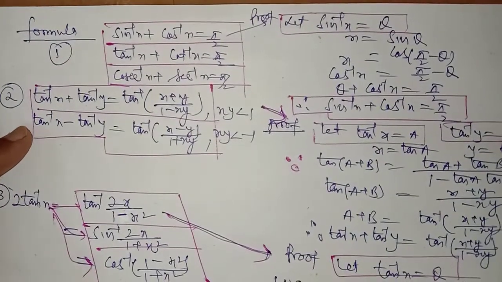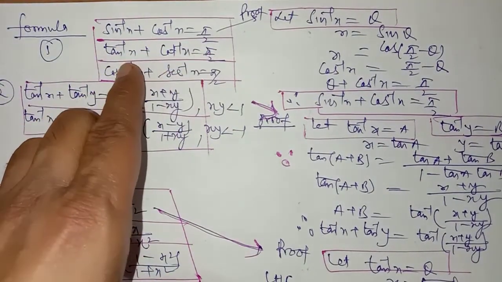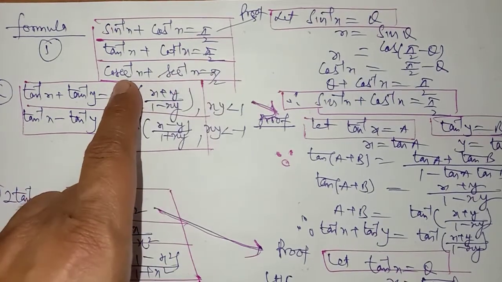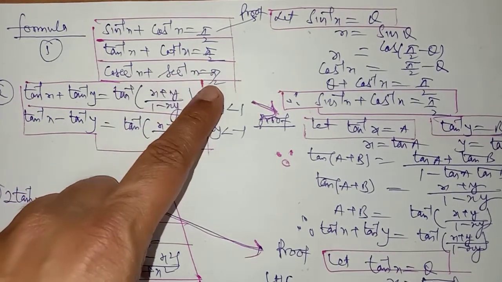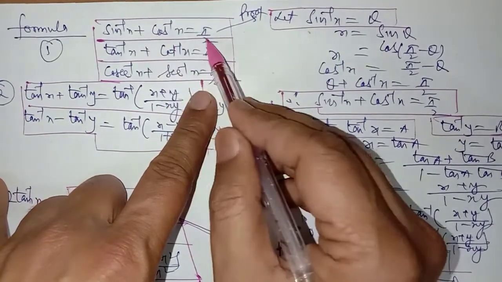So let us take some more formulas. Next one is sine inverse x plus cos inverse x is equal to pi by 2. Tan inverse x plus cot inverse x is also pi by 2. Cosec inverse x plus sec inverse x is equal to pi by 2. We are proving one of them. I am proving this, sine inverse x plus cos inverse x is equal to pi by 2.